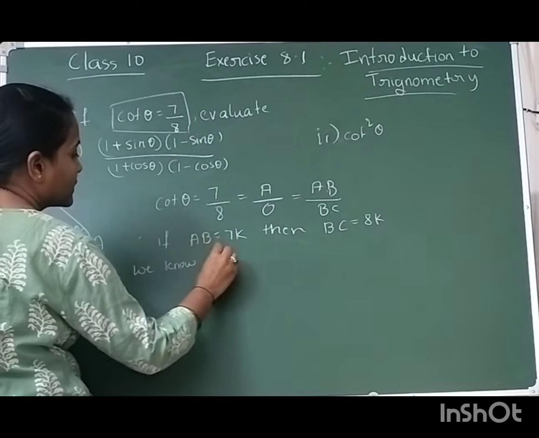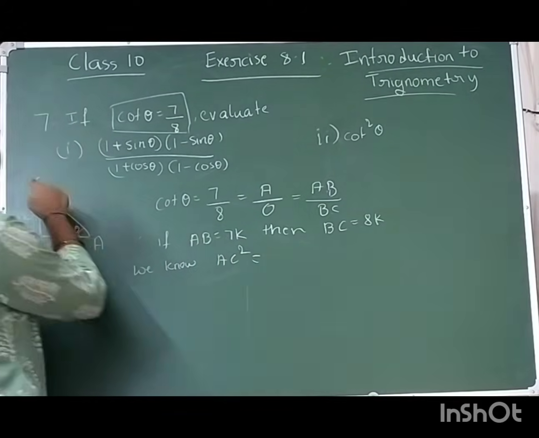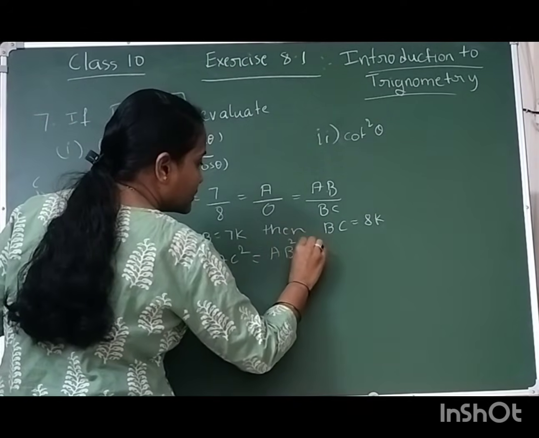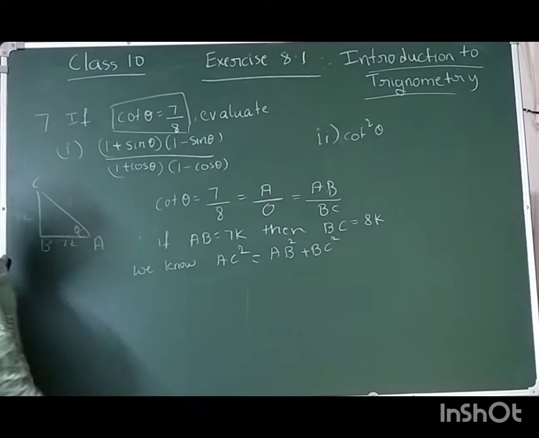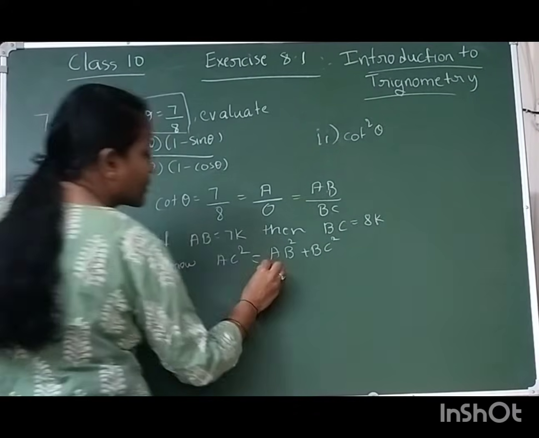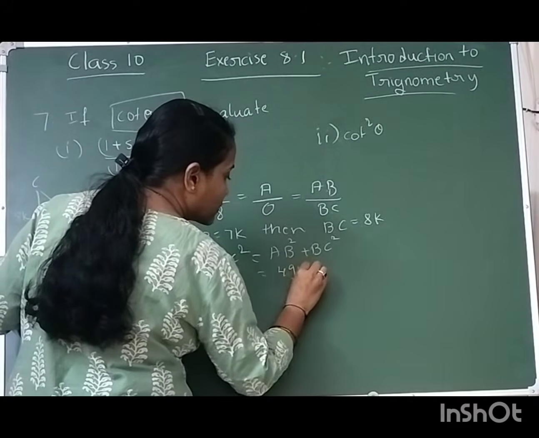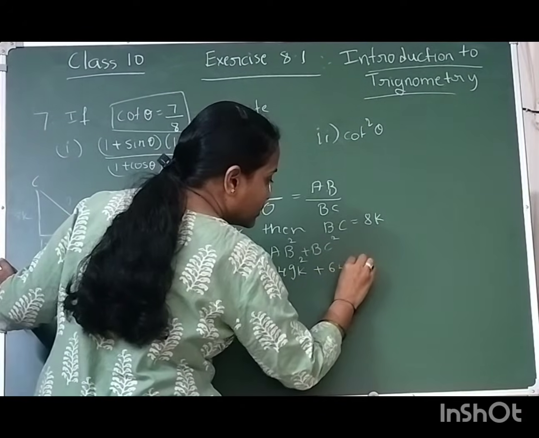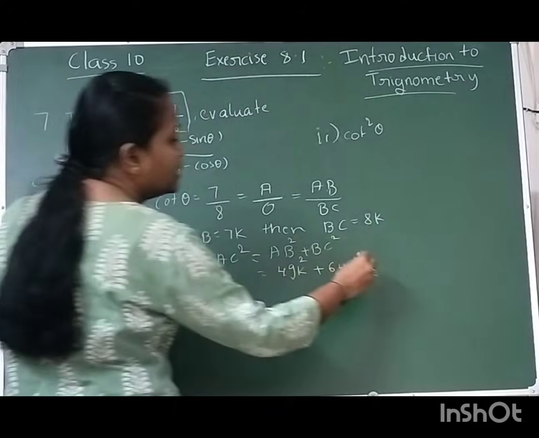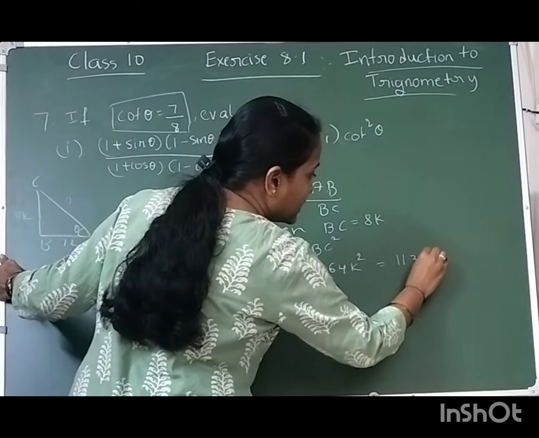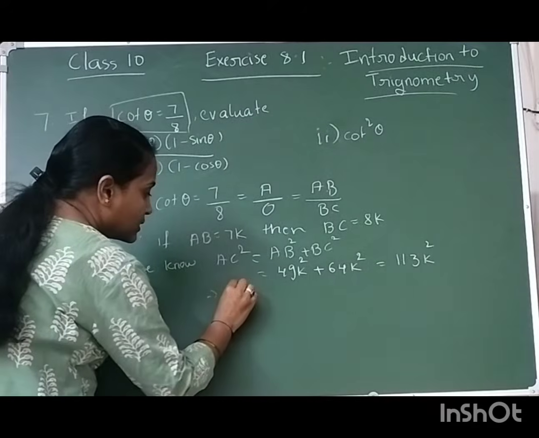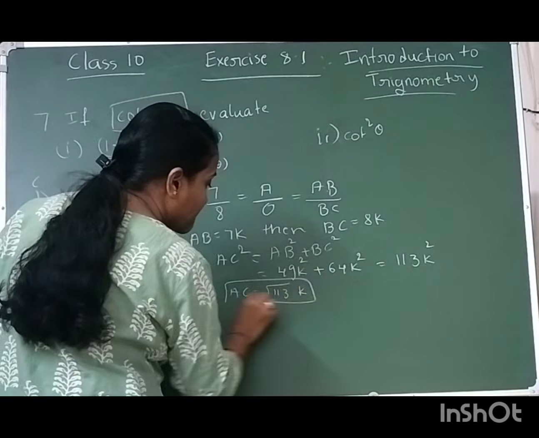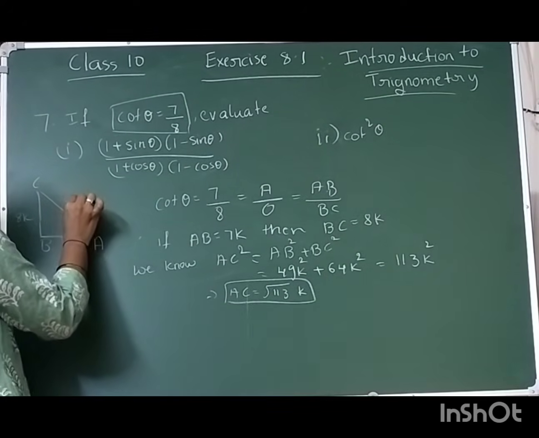We know that AC square is equal to the summation of AB square and BC square. So AB is 7K, it is 49K square, plus BC is 8K whole square, that will get 64K square. So upon addition we'll get 113K square. So AC square is equal to 113K square and AC is equal to root 113 K. We'll write that in the diagram now.